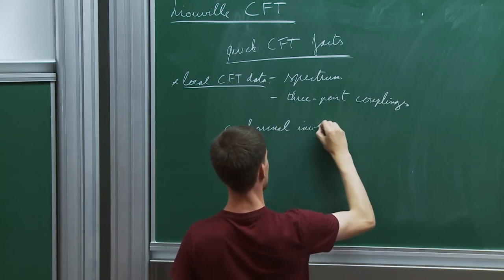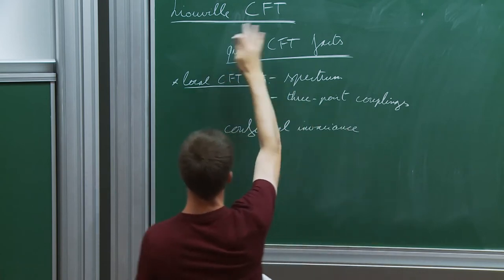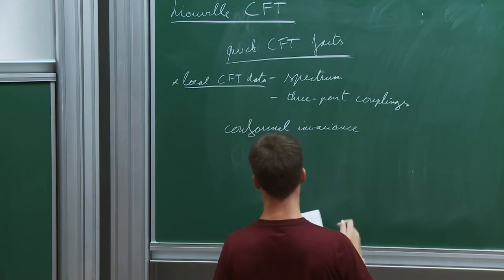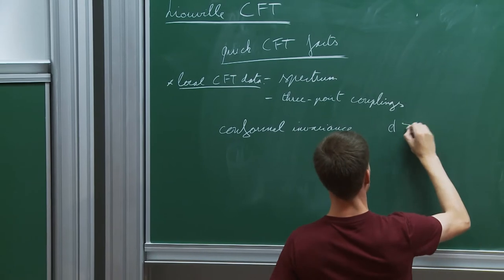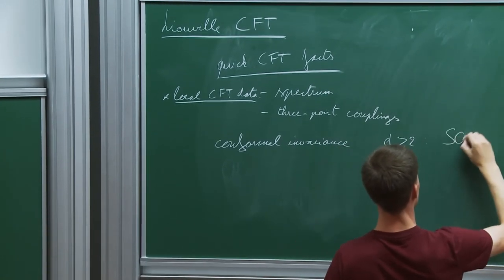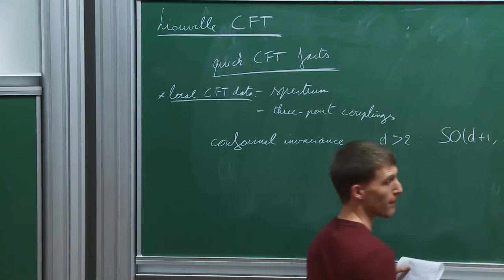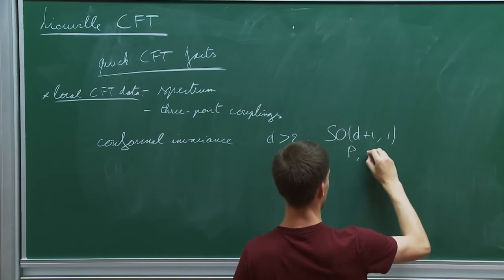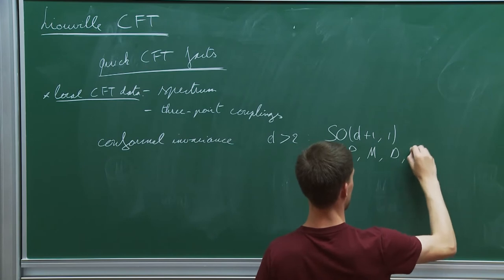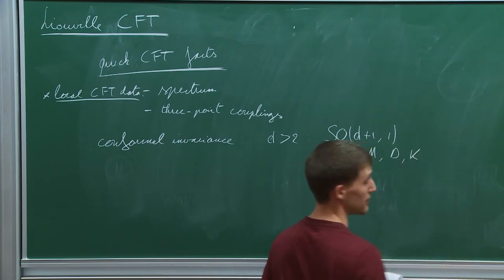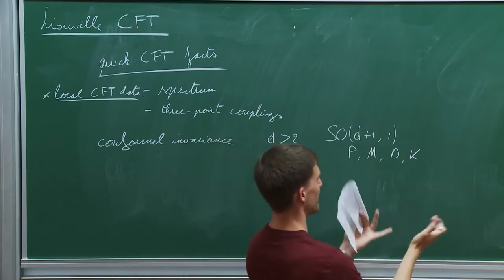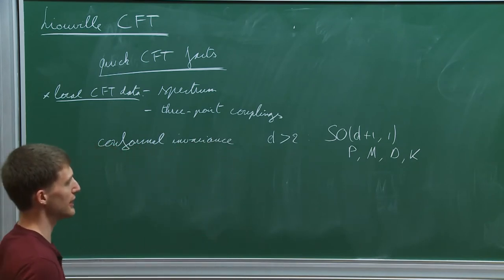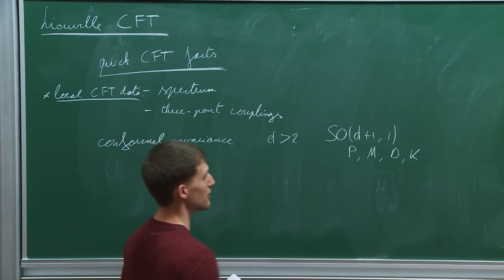So, conformal invariance. Since Liouville is just a regular CFT, it's not supersymmetric or anything, I will restrict myself to just plain conformal invariance, which means that in D larger than 2, we have symmetry group SO(D+1,1). Remember, I wrote down an example of this before. We have momenta, we have rotations, we have the dilatation, we have special conformal transformations, and that's it. These generators, if you put them together in some neat matrix, you will be able to verify that they satisfy the commutation relations of SO(D+1,1) in Euclidean signature.